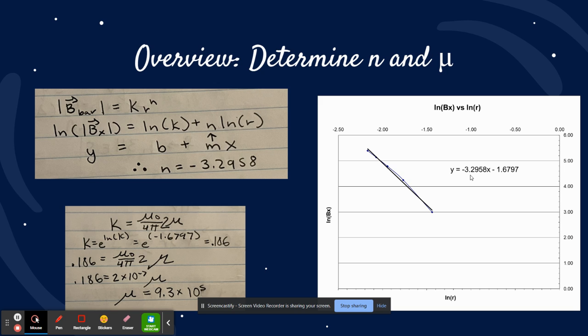Then we tried to find mu using k, which was ln k, our b value. In order to get k, we had to do e to the power of the b value. Then we set the k value equal to the constants divided by the constant variables that we knew to get mu.